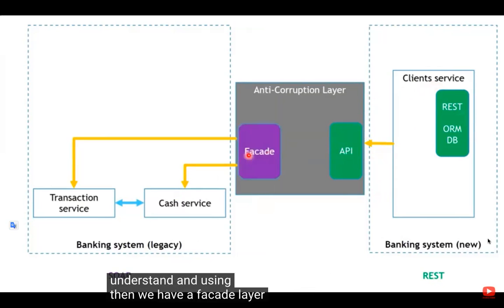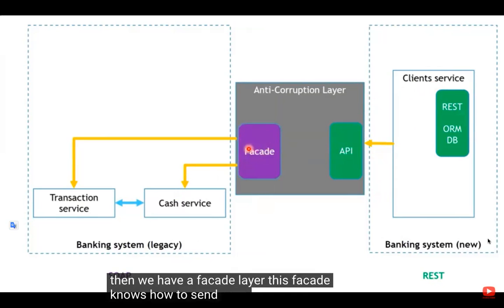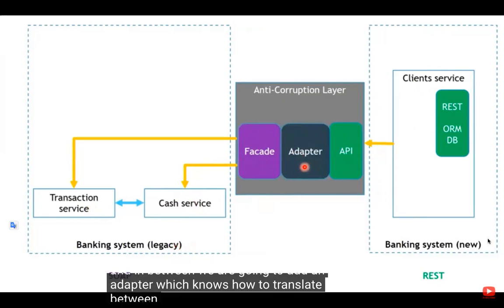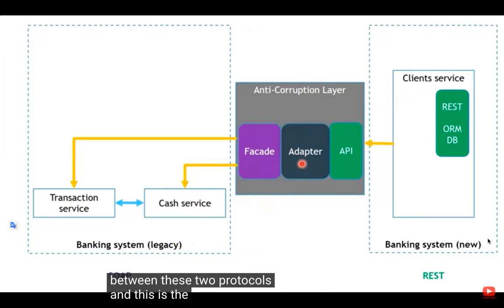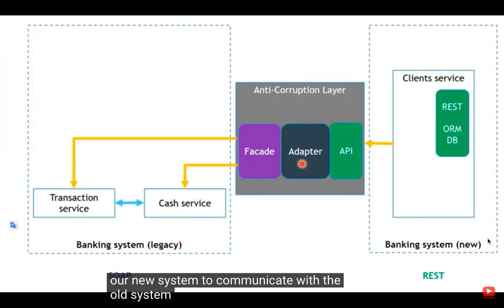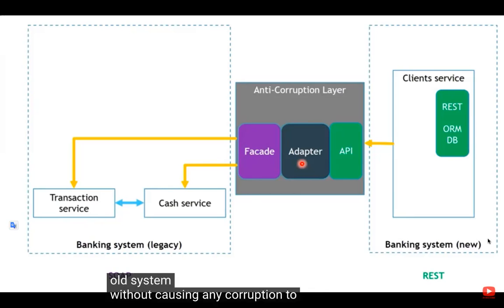Then we have a facade layer. This facade knows how to send SOAP requests and receive SOAP responses, and how to deal with the SOAP services in our legacy system. And in between, we are going to add an adapter, which knows how to translate between these two protocols. And this is the value of the anti-corruption layer. We have allowed our new system to communicate with the old system without causing any corruption to any of these systems.